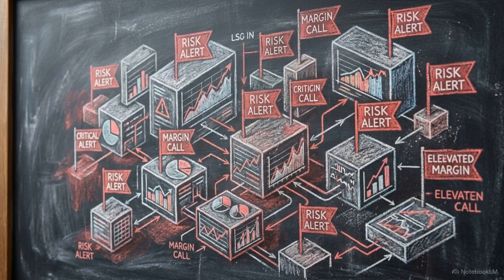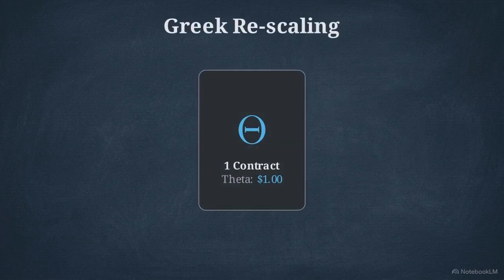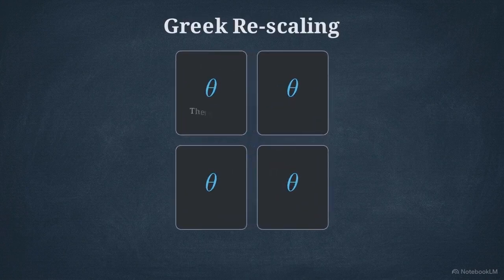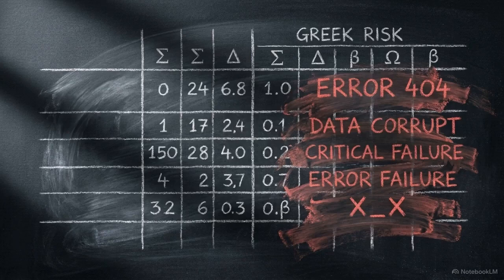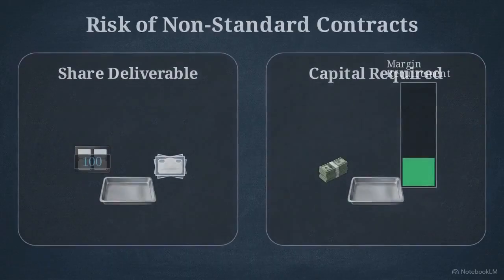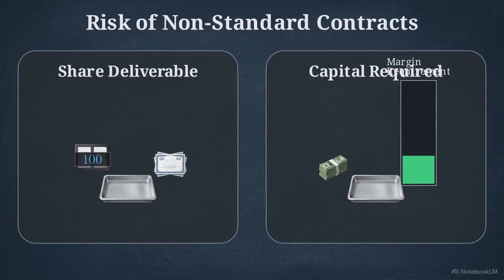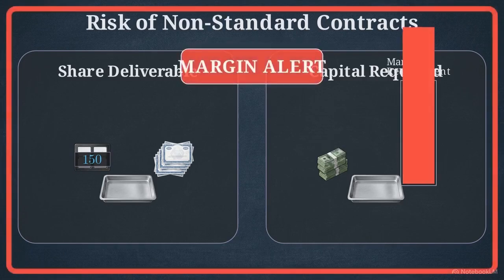Consider Greek rescaling. After a 4-for-1 split, you now hold 4 contracts instead of 1. That means your per-contract theta and vega are suddenly quartered, completely breaking how your aggregate risk reports read. Odd splits and mergers can severely inflate a put writer's capital margin requirements upon assignment. If your obligation jumps from 100 shares to 150, your required capital scales up immediately.